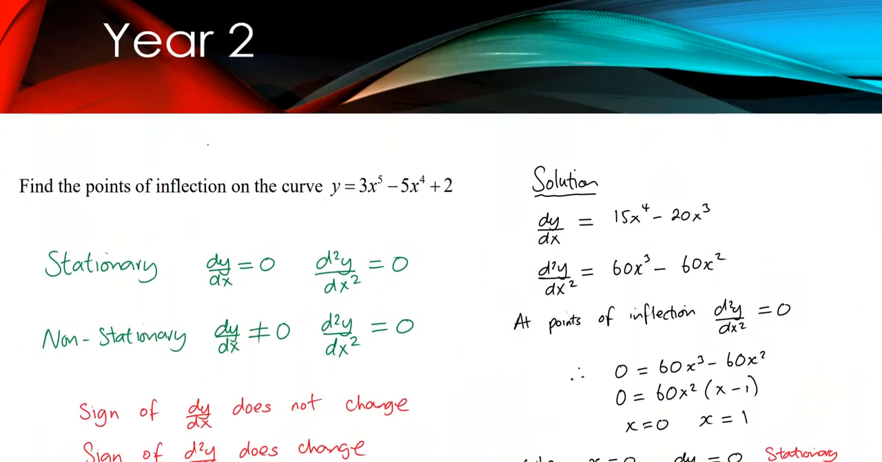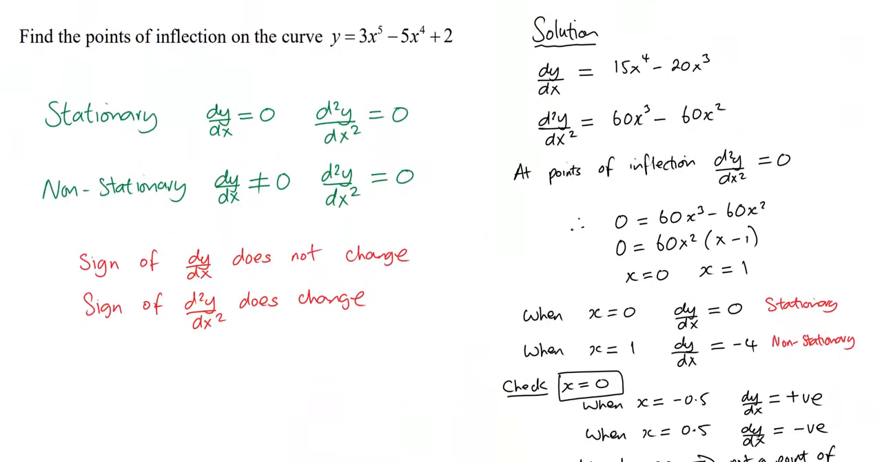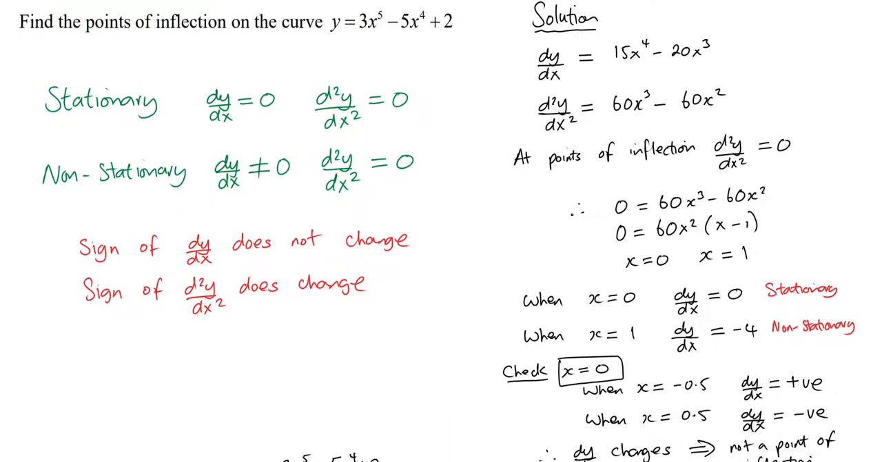Now I'm going to do two examples, and this is the first one. In green I've just summarized what you need to know about stationary points of inflection and non-stationary points of inflection. These are the two. In red is how we check whether it's a point of inflection or not.